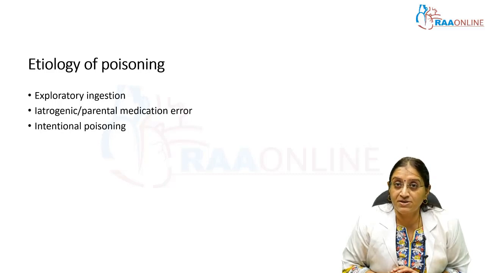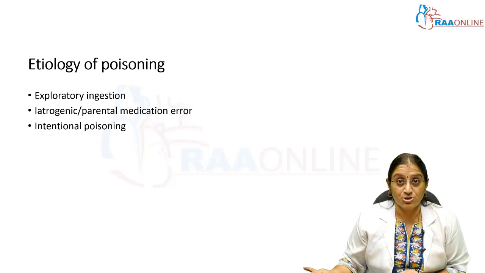or medications is very rare, unless we have people at home who have chronic illnesses associated with chronic pain, like maybe cancer. So when they are using such medications, there could be exploratory ingestion. Iatrogenic and parental medication error is very rare because opioids are not given as medications for children. It's very rarely given. Intentional poisoning is also very rarely seen with opioids. The most common would be exploratory ingestion.